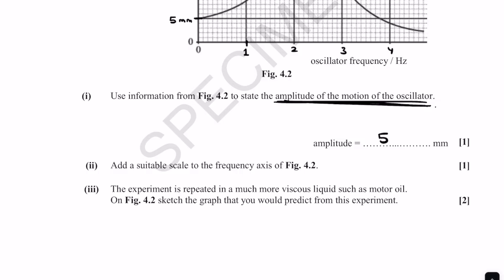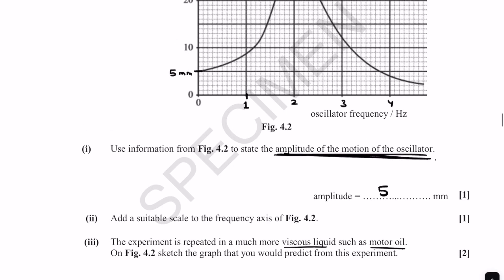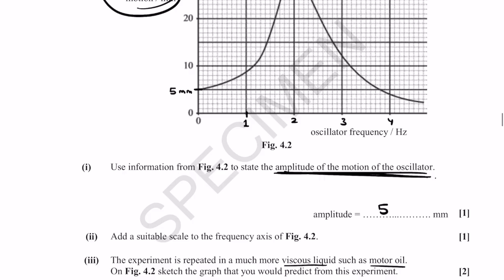So the next question says, the experiment is repeated in a much more viscous liquid such as motor oil. Draw a sketch that you would predict from this experiment. So a viscous liquid will cause more damping, quite heavy damping. Remember, you have light damping, you have heavy damping with liquids such as water, and then you have very heavy damping, which is in oil or glycerine, for example.